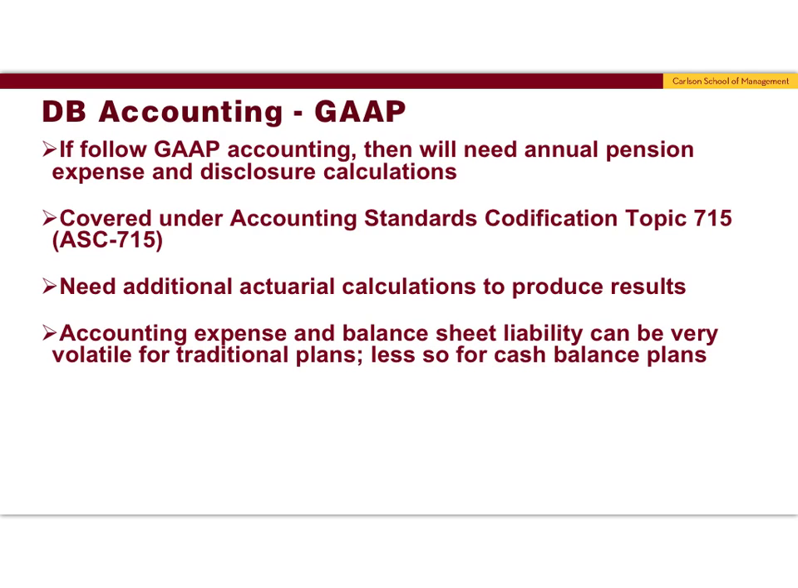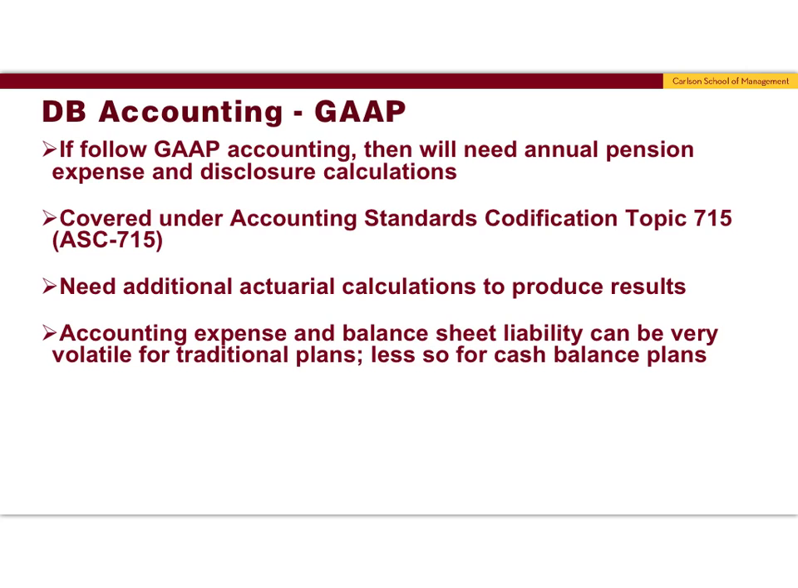If DB plan sponsors prepare their financial statements using generally accepted accounting principles or GAAP accounting, then they will need annual DB pension accounting calculations. The most important two results are the pension expense and the plan's disclosed funded status at year-end. The pension expense is the amount of pension cost that is recognized on the employer's income statement during the year. The funded status is a comparison of the plan's assets and liabilities at year-end and shows up as a net balance sheet liability or, in rare cases, a net asset.